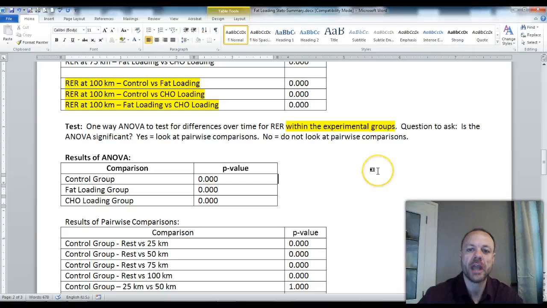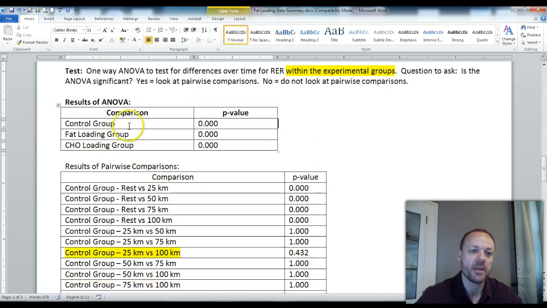Now, in addition to looking at the between group comparisons, we also want to know, did RER change from rest to exercise to 100 kilometers, and that would be within group comparisons. The initial ANOVA is just asking the question, is there a difference somewhere in there within the group when considering the RER values at rest, 25 kilometers, 50, 75, and 100 kilometers. Now, for each of these groups, all of these values are significant, and that tells us that we do need to look at all pairwise comparisons.